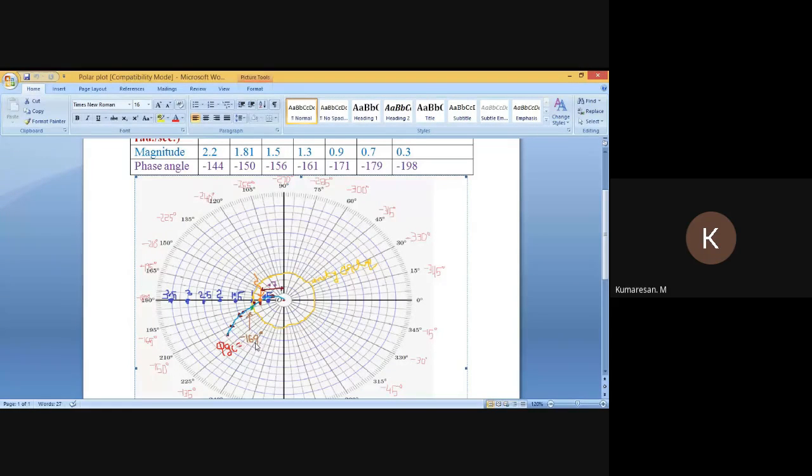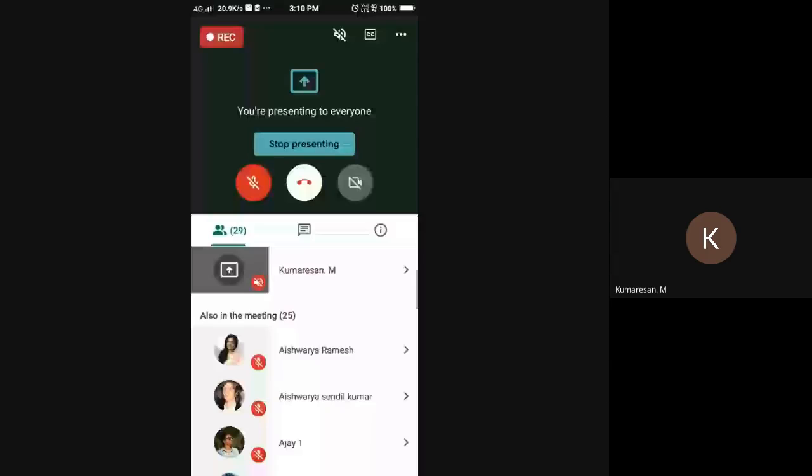Minus 169. This is called the gain crossover frequency. Here you draw the line at which the magnitude is one. The one magnitude we have here, I am drawing with a yellow color pencil. I draw that line. This is the line called the unity circle.